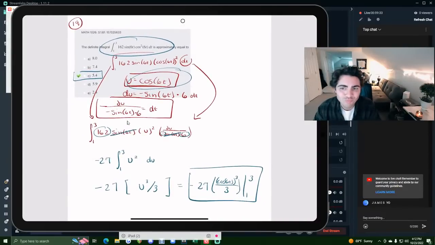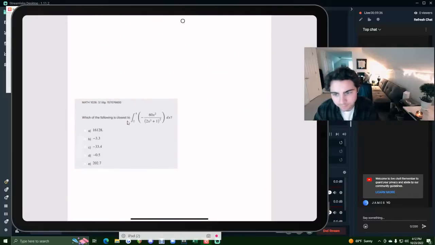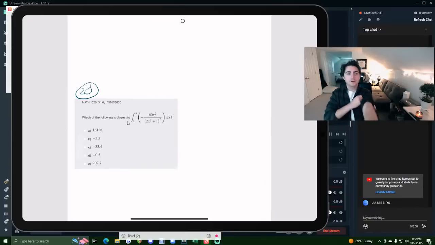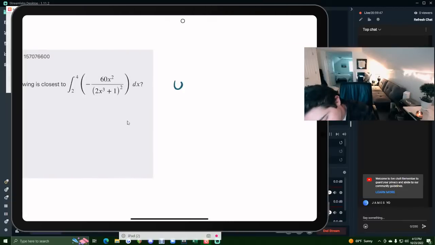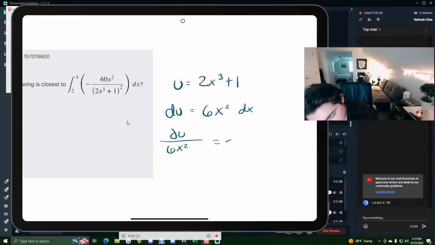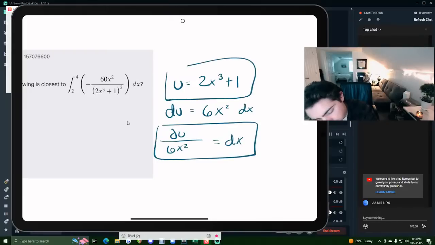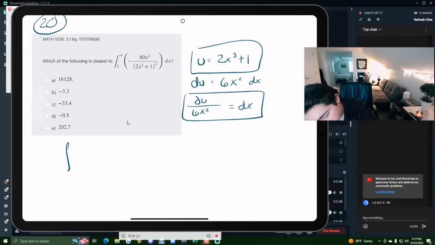Let's get a good look at this, and let's do this last problem. Number 20. You know what it is. We're doing a u-sub problem. We identify our u as 2x cubed plus 1. It's in parentheses, being acted upon by some outer force. We take the derivative. We get 6x squared. Tack on dx. Solve for dx. Divide by 6x squared. Get dx by itself. Get u by itself.